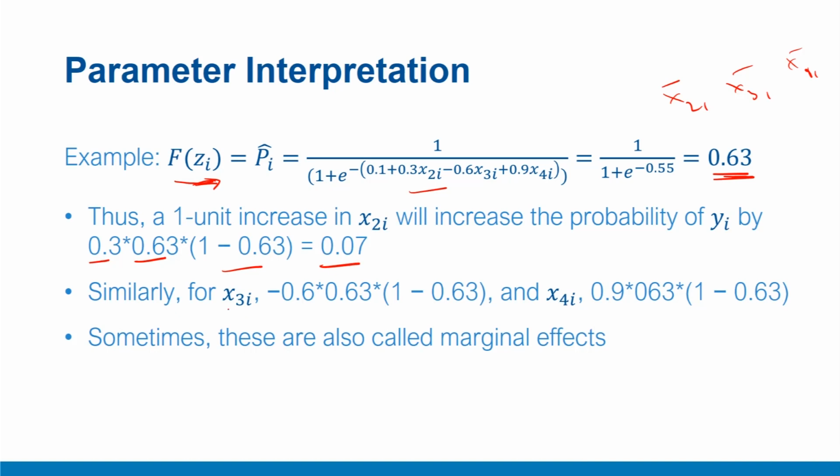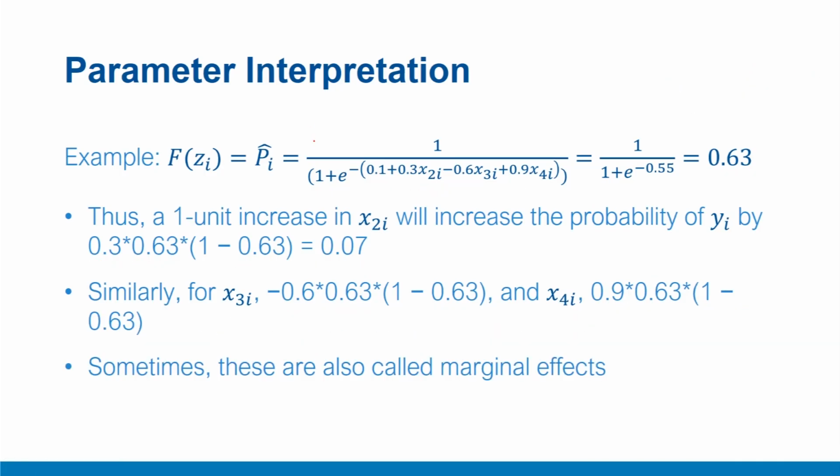Similarly, for x3i, we will multiply by beta 3. Other values will remain the same: 0.63 into 1 minus 0.63. For x4i, it will be 0.9 into 0.63 into 1 minus 0.63. These are what we are calling dpi upon dx2i or dpi upon dx3i. These are often referred to as marginal effects or incremental effects, or the impact of coefficients. A 1 unit change in the variable has this impact on the change in probability. This can also be interpreted that way.